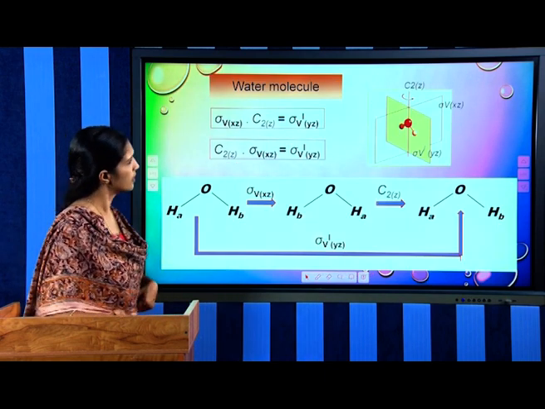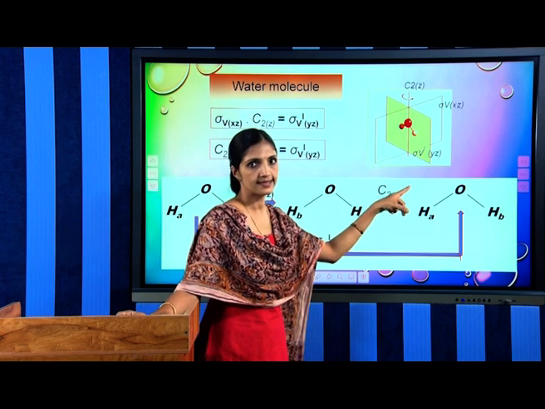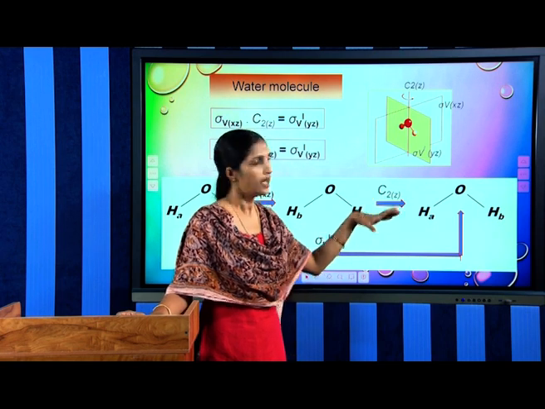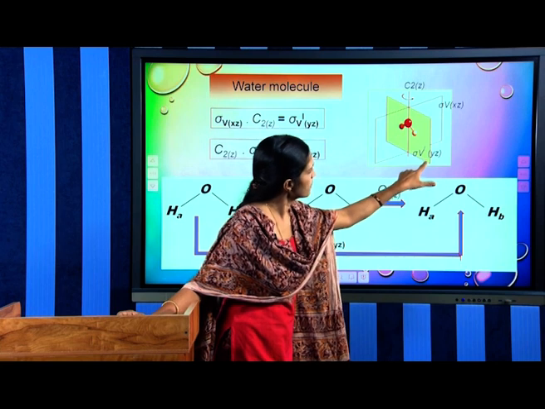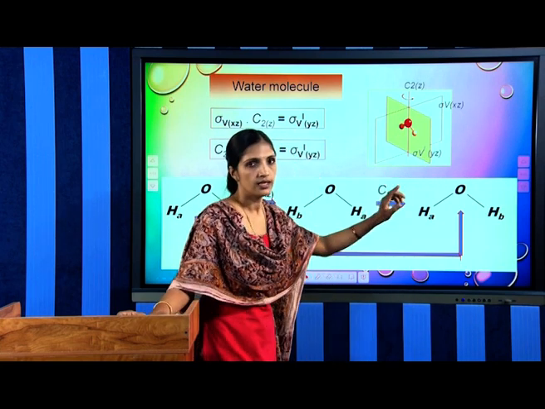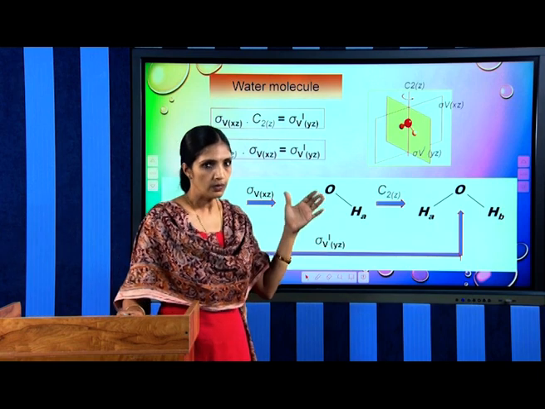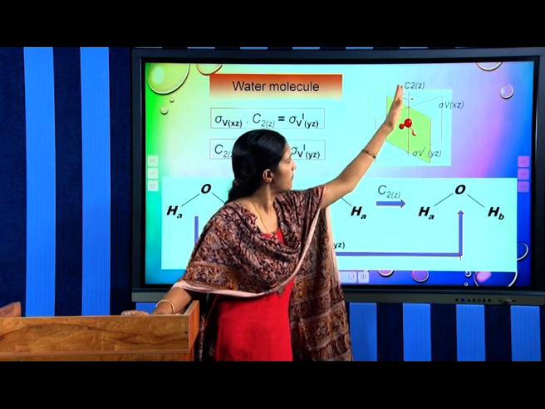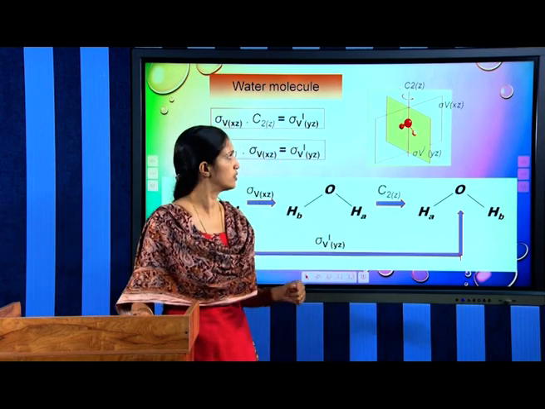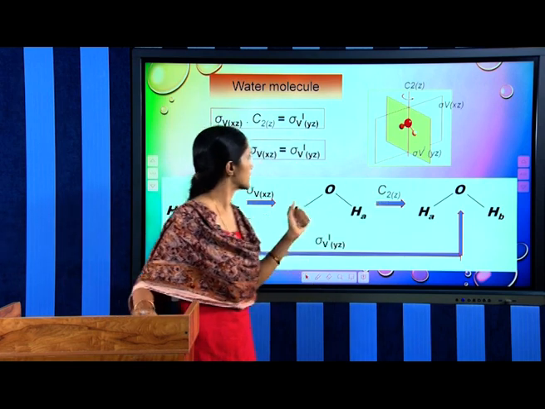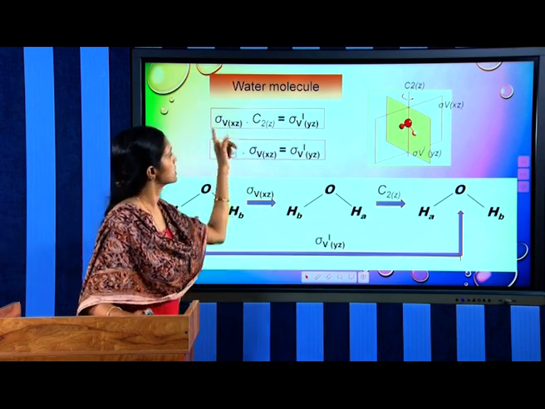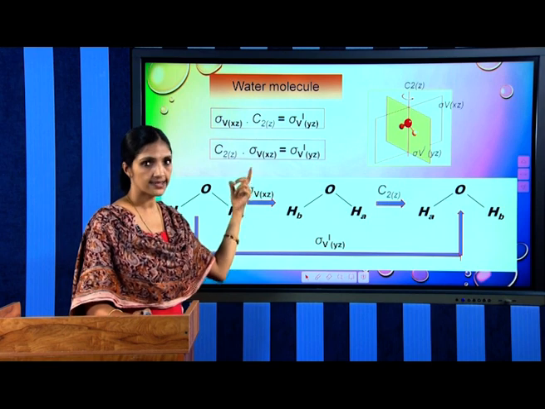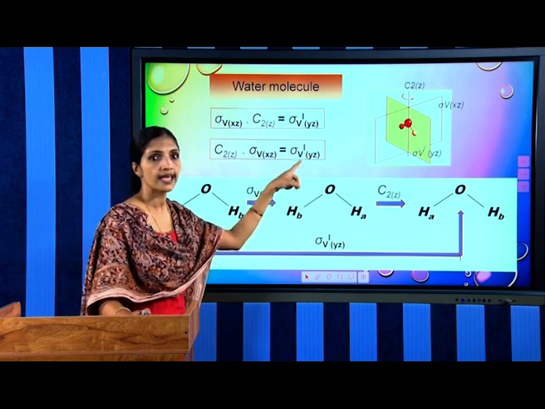And you know here this is the C2Z axis about which we are rotating 180 degrees in the anti-clockwise direction, and here you can see the molecular plane sigma V dash yz. Sigma V dash yz is the molecular plane, the plane containing the molecule, and this sigma V xz is the plane bisecting the molecule. So here this equation we have verified, and for the second one, if the order of operations is exchanged, then again the same result occurs.